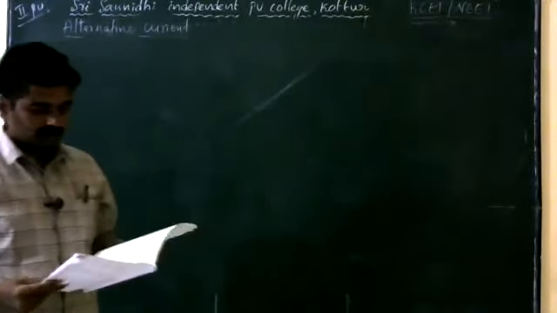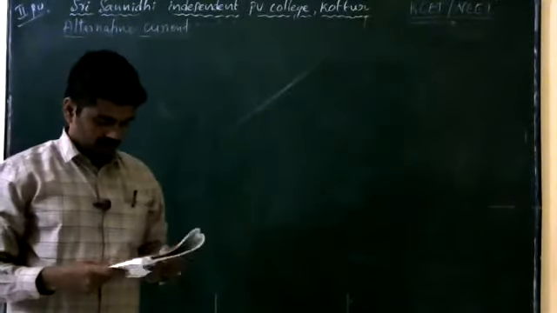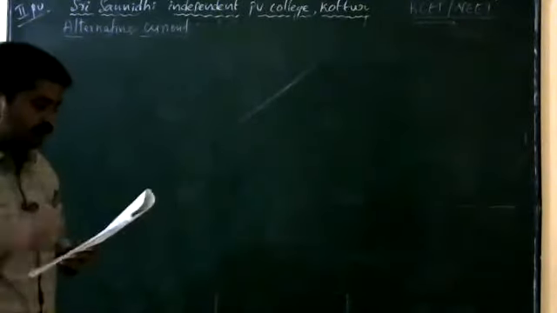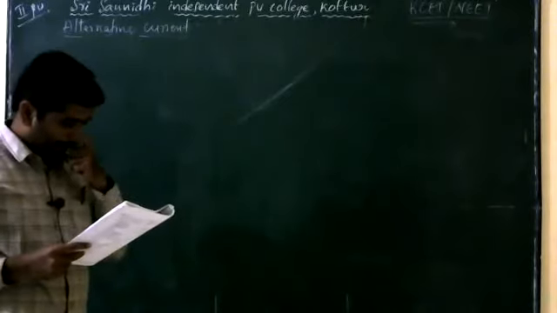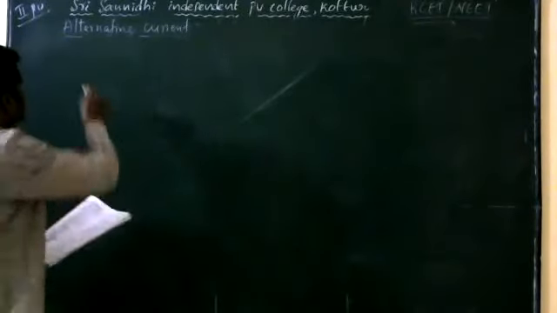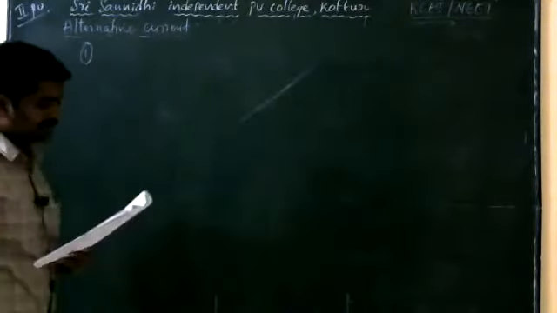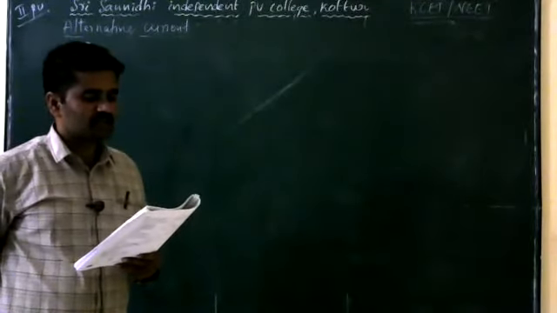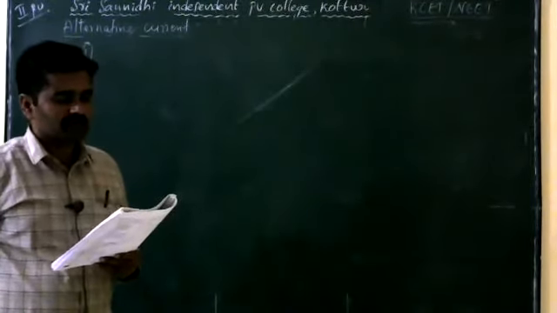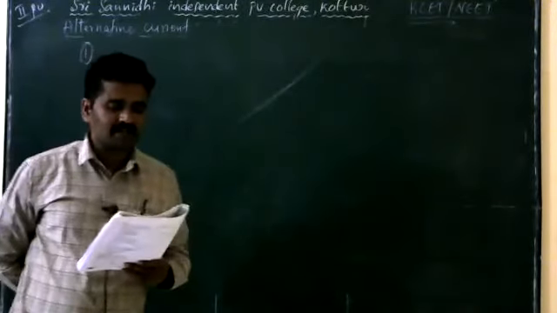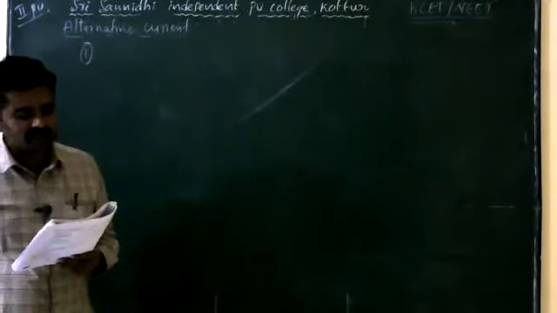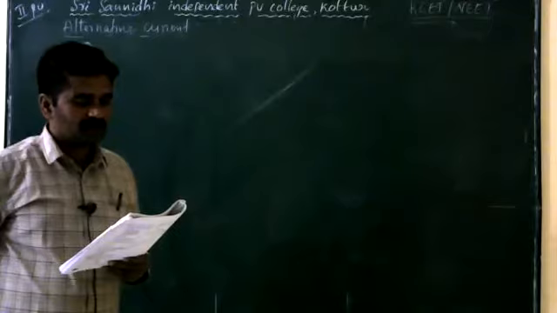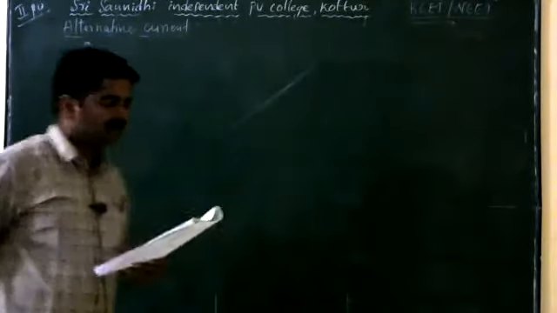Alternating current. First one: a series LCR circuit contains inductance 5 mH, capacitance 2 microfarad, and resistance 10 ohm. If the frequency of the AC source is varied, what is the frequency at which maximum power is dissipated?